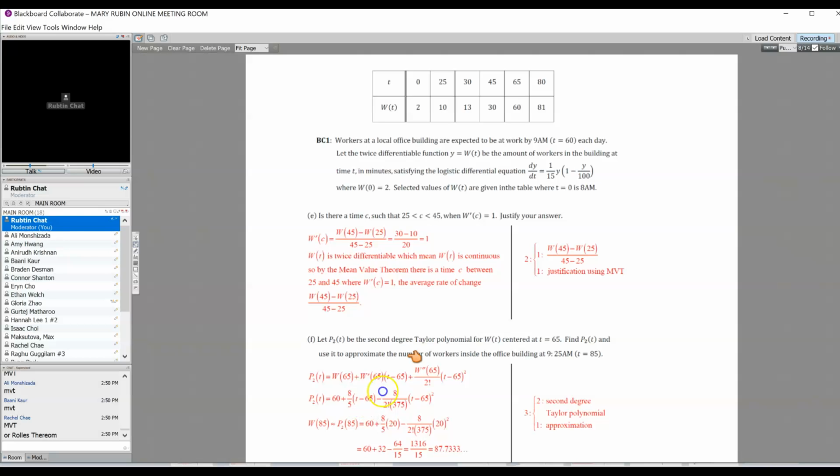And you know what the derivatives are because you have the first derivative. So the idea is use this for w prime, take its derivative, use that for w double prime, and then build your polynomial. When you're done with that, you plug in 85, that's where the 20 comes from, and you could leave this as a fraction. I would stop right there.